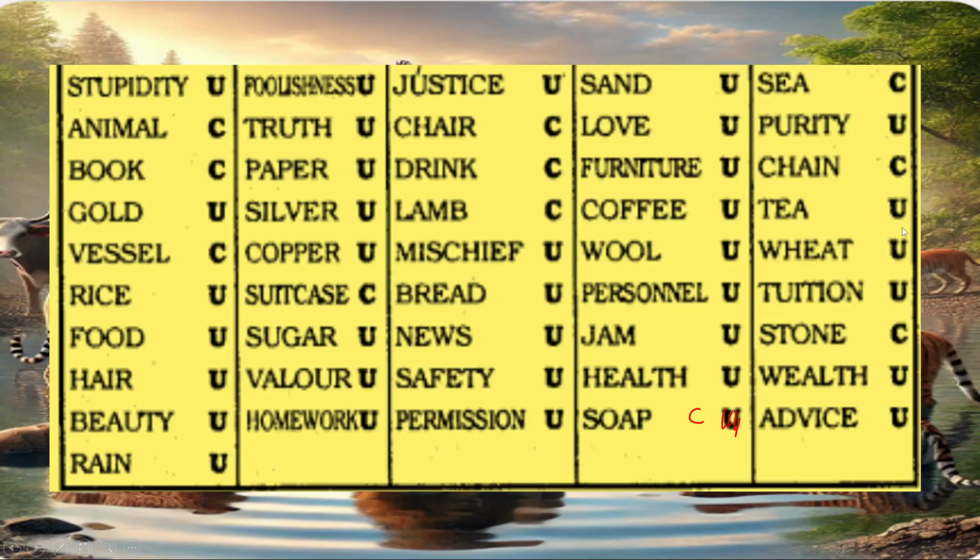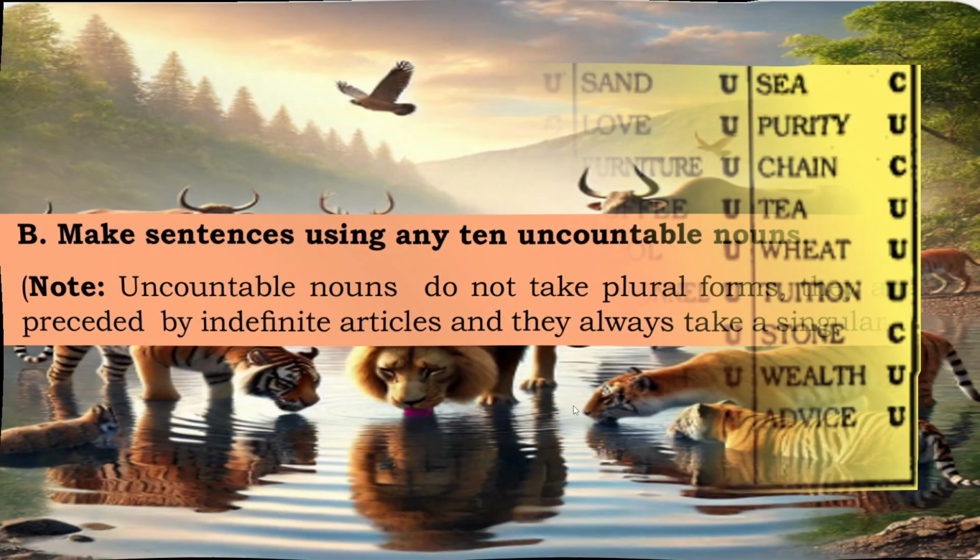Tea is uncountable. Tea leaves are crushed and stored in powder form. That's why it is uncountable. Wheat is a powder of grains. It is not countable. Uncountable. Tuition, uncountable. Tone is countable. Wealth is uncountable. Advice is uncountable.